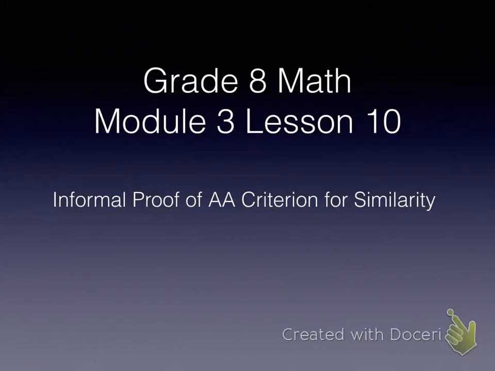Okay, this is a video for Lesson 10 of Module 3, and it's titled Informal Proof of AA Criterion for Similarity. And our AA refers to angle. So our goal is going to be to show that if any two triangles have two equal corresponding angles, then they are similar. That's all we have to show, is that two of the angles are congruent.